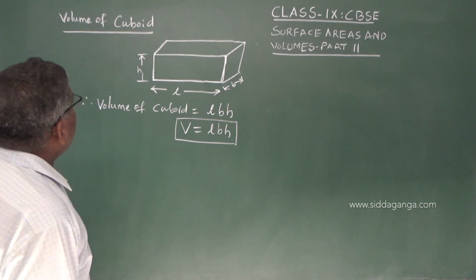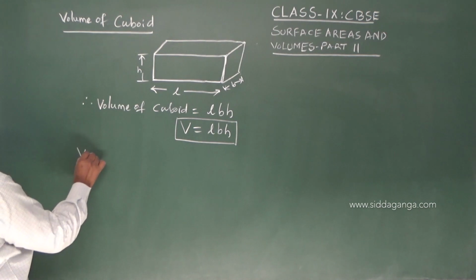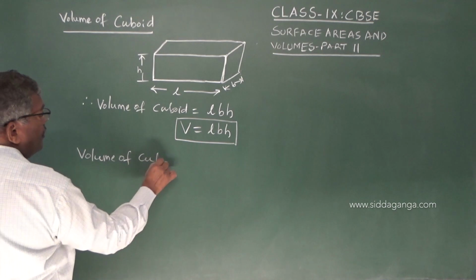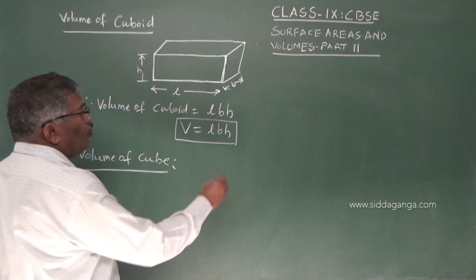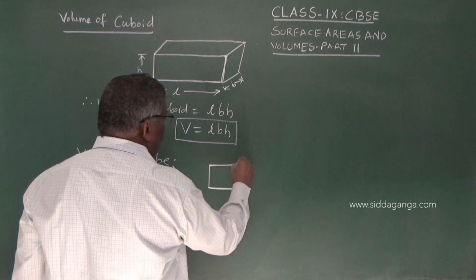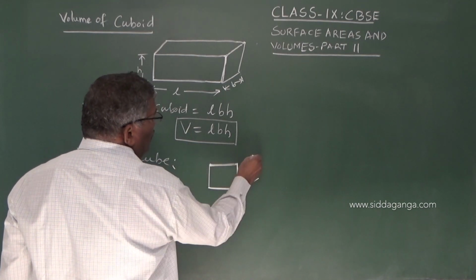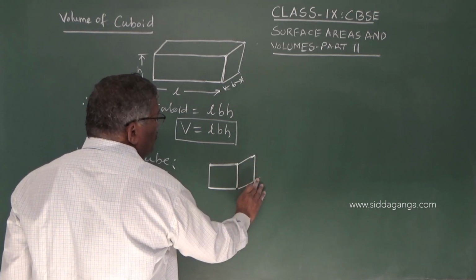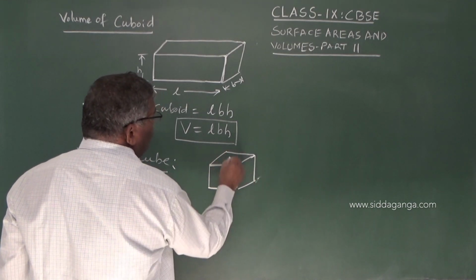Now, what happens if it is a cube? Volume of cube. In case of a cube, you have all dimensions equal. So length will be equal to breadth and it is also equal to height. So therefore these three are equal.